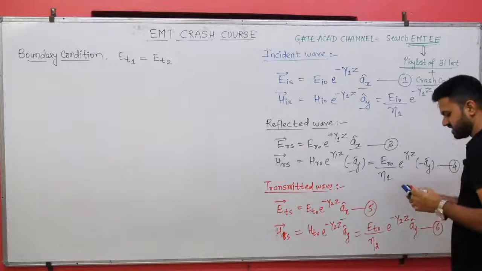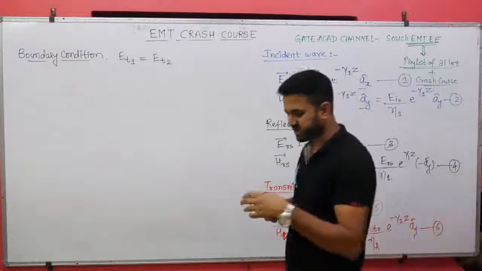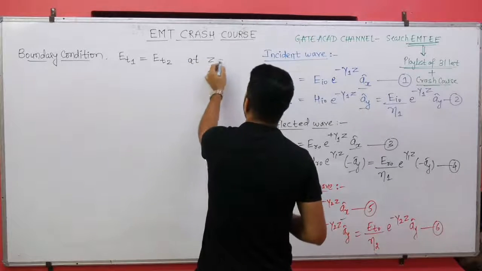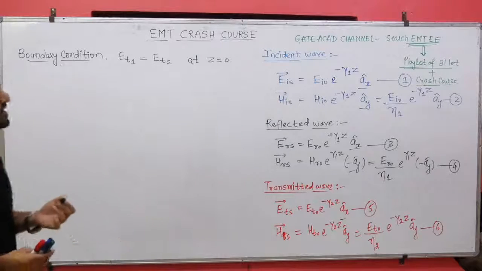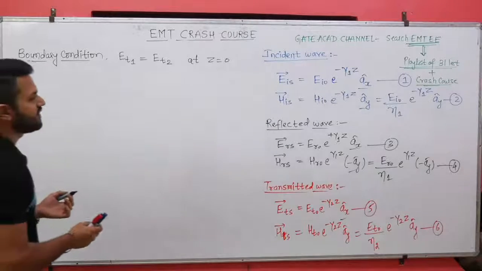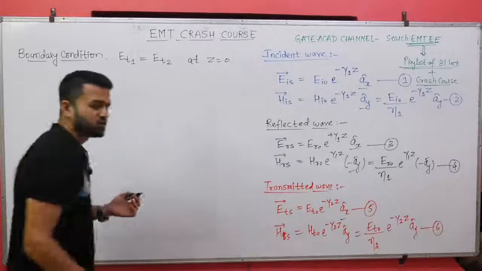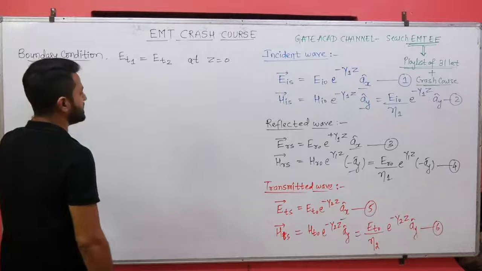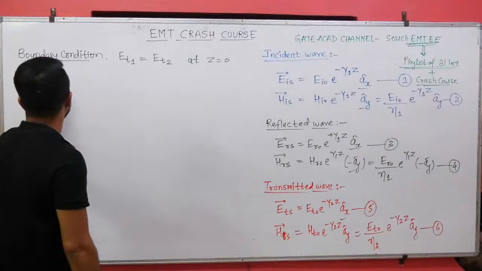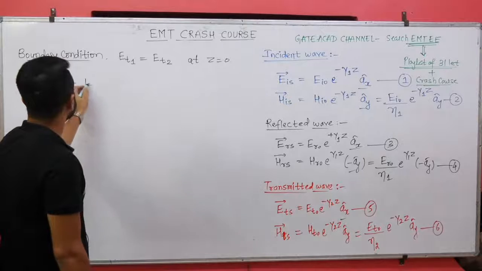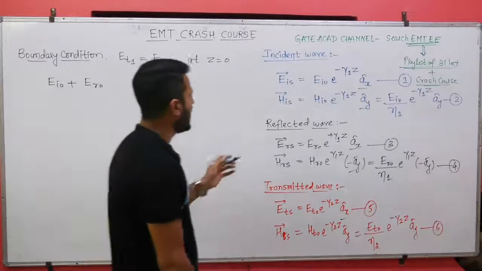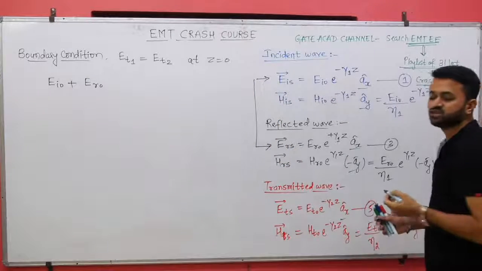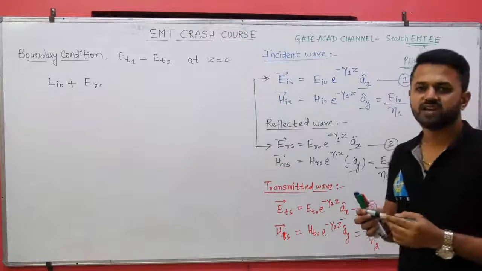So the boundary condition says that at the boundary, and the boundary is z is equal to 0, when you put z equal to 0, the total tangential component in medium 1 is the sum of the incident wave and the reflected wave. So when you add equation number 1 and 3, you will get the total electric field in medium 1.